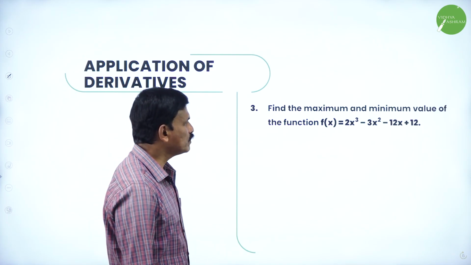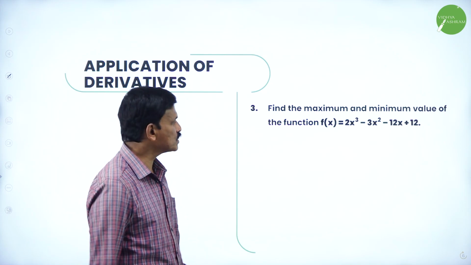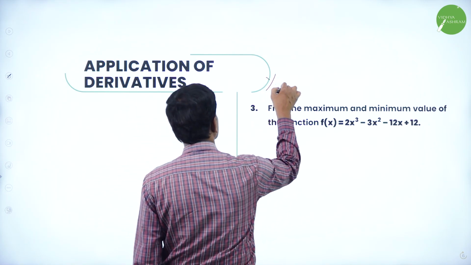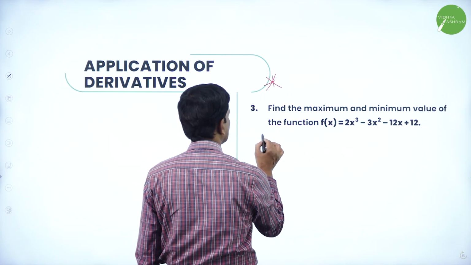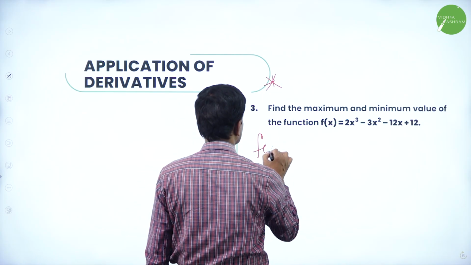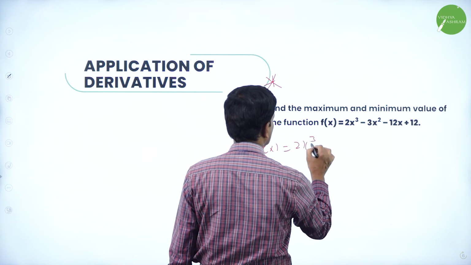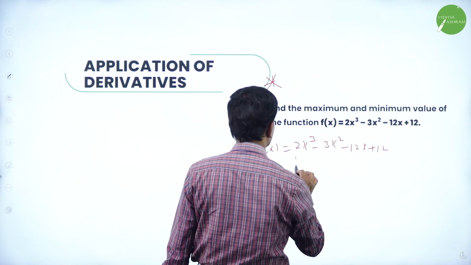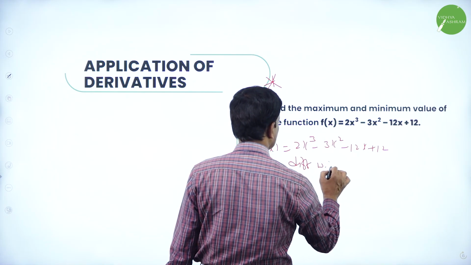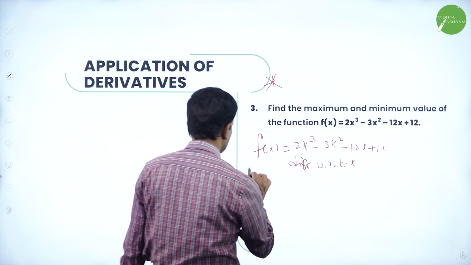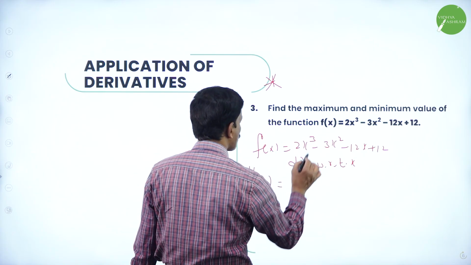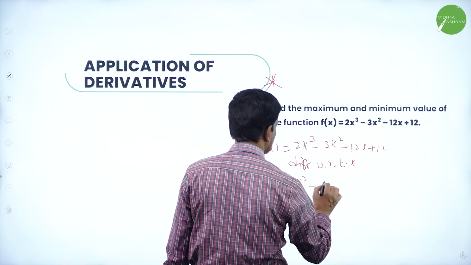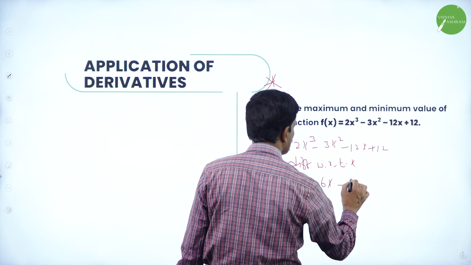Find the maximum and minimum value of the function f of x is equal to 2x cube minus 3x square minus 12x plus 12. This is also an important problem. What is given? f of x is given. So f of x is equal to 2x cube minus 3x square minus 12x plus 12. Differentiate this with respect to x. So f dash of x is equal to, differentiation of x cube is 3x square, 3 2s are 6x square, minus 3 2s are 6x, minus 12.